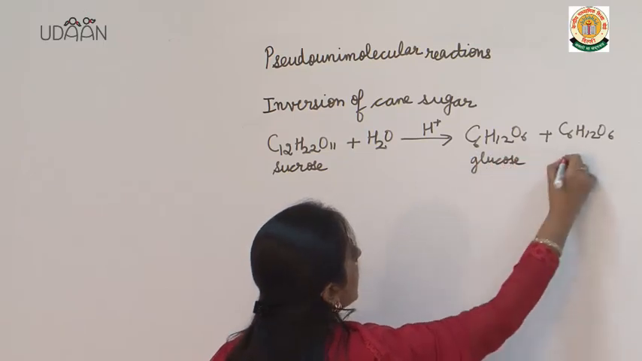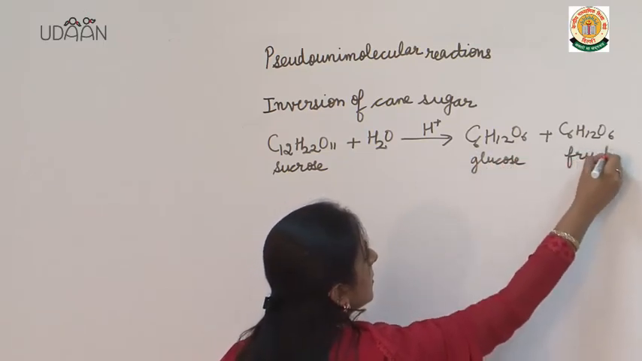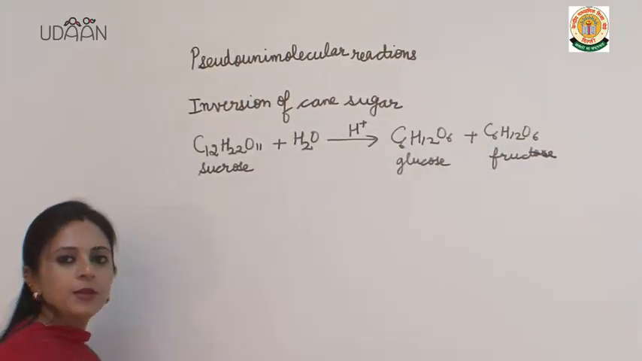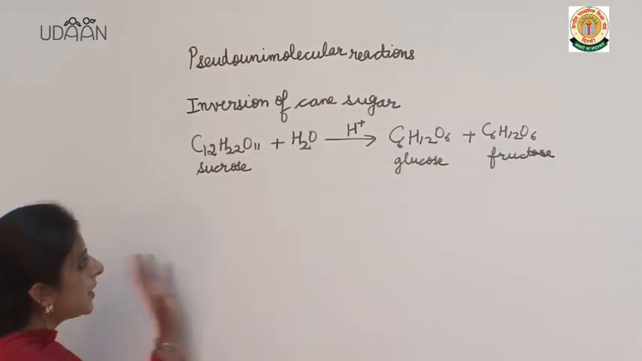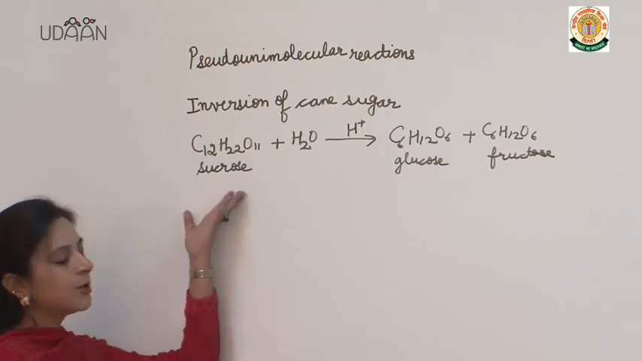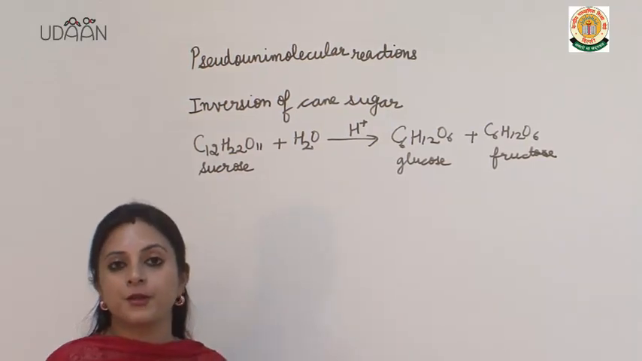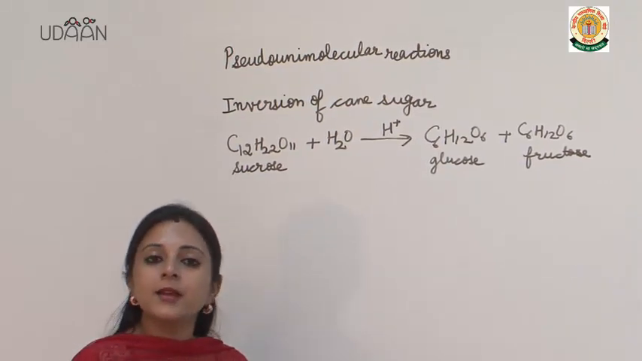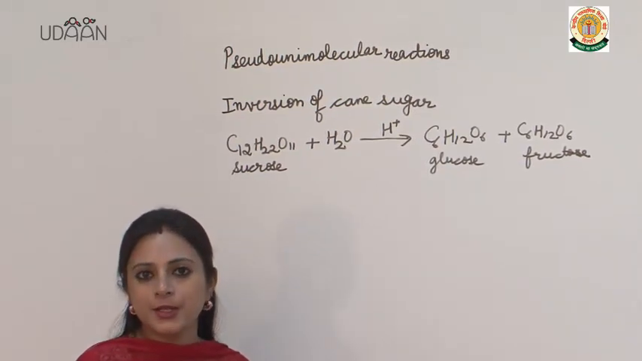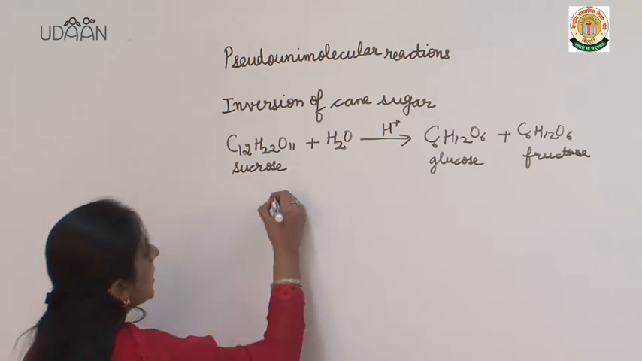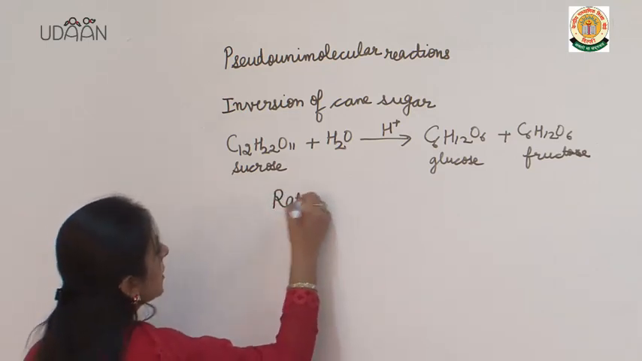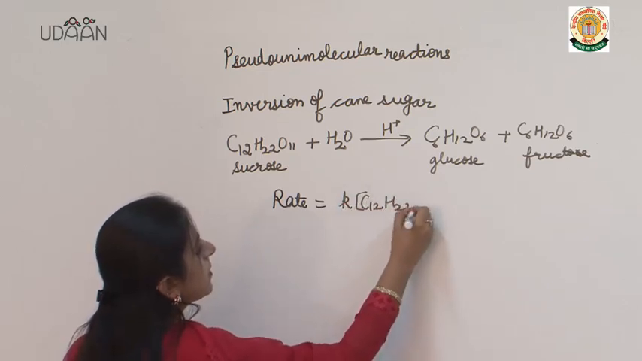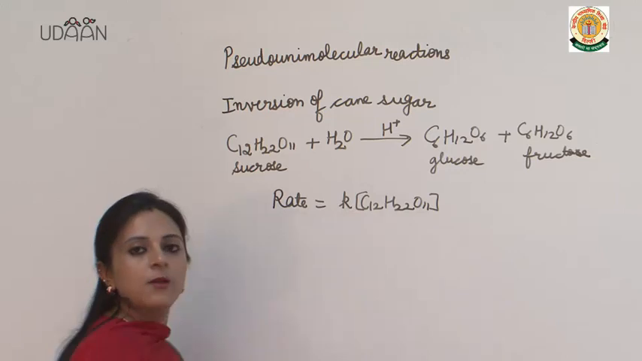Now what are the reactants here? The reactants are sucrose and water. तो हमें ऐसा लगेगा कि rate should depend on the concentration of sucrose as well as water. But क्योंकि water इतने ज़्यादा excess में ले लिया हमने that it does not affect the rate of the reaction. So that means rate will only depend upon the concentration of sucrose. So that means the reaction is first order.